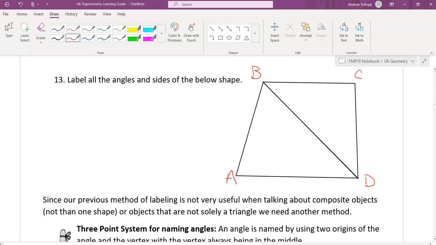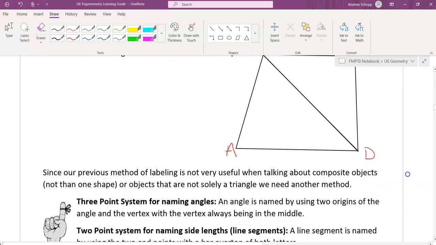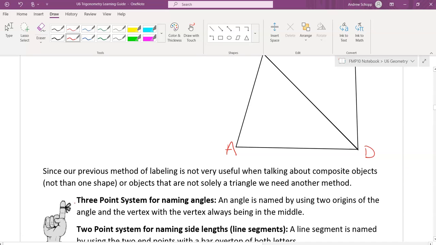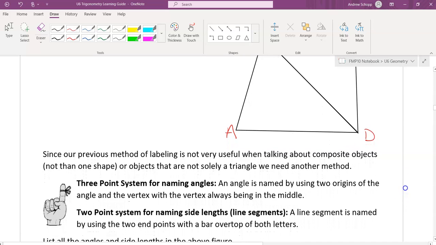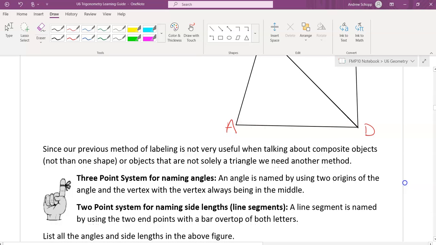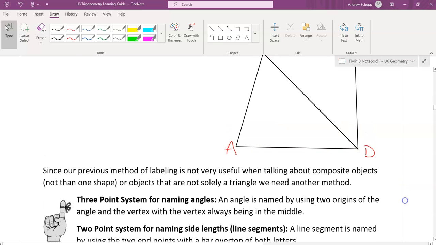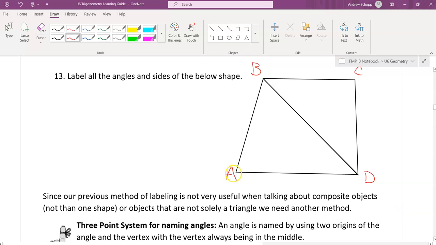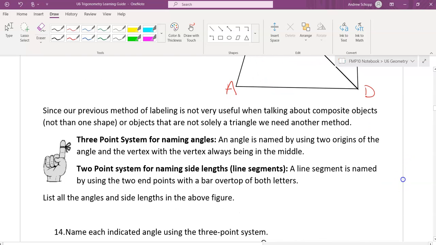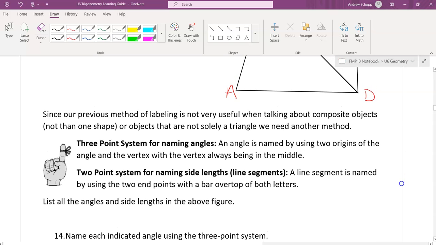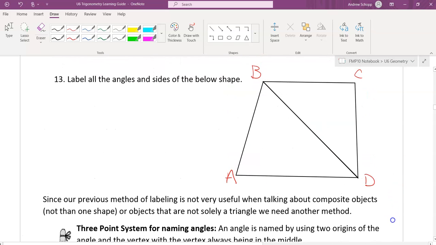So there is a second way of labeling triangles, and we use a three-point system for that, where an angle is named by using two origins of the angle and the vertex. So we want to look at where the angle started, say A and D, and then the vertex would be B. And there's a two-point naming system for side lengths, and for example, this section here would just be AB. So let's go ahead and use those two systems to label all of these angles here.